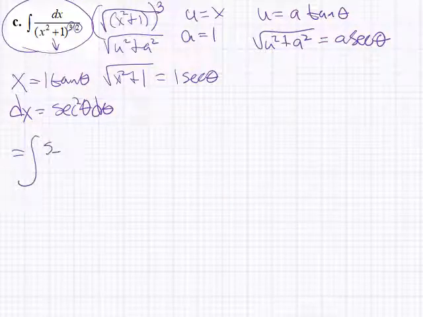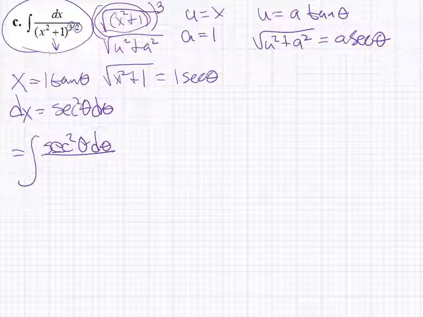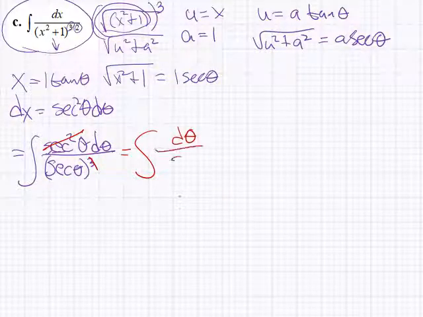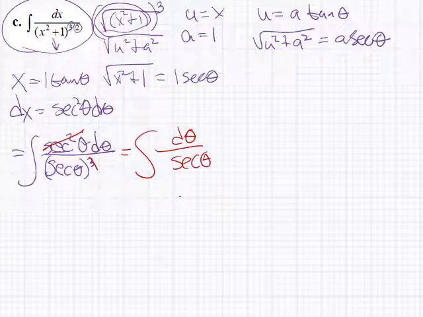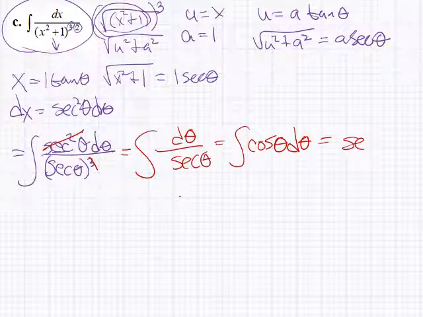Dx is secant squared theta d theta. The square root of x squared plus 1 is secant theta, but that's being cubed. So this is secant theta cubed. We simplify. We get d theta over secant theta. Well, that's a pretty easy one because 1 over secant is actually equal to cosine. And the integral of cosine is really easy. That's equal to the sine of theta.